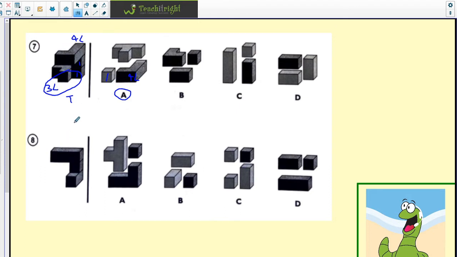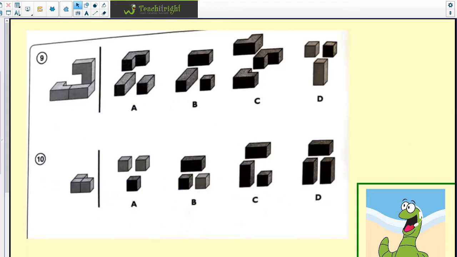Right, number 8, we have got a 1, we have got a 2, and this one across here is a 3. So, can't be A, can't be B, can't be C, 3, 2, 1, can be D. Well, there you go, not too bad. Let's move on to the next page and continue on.